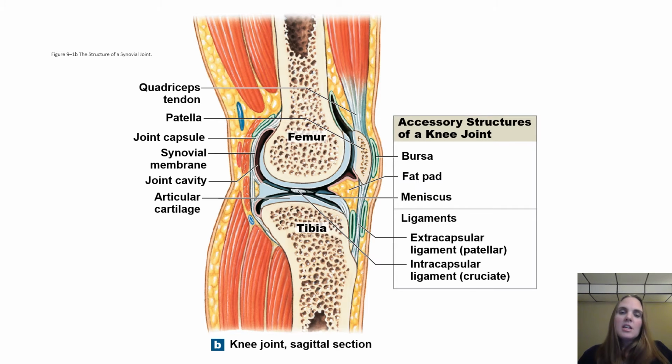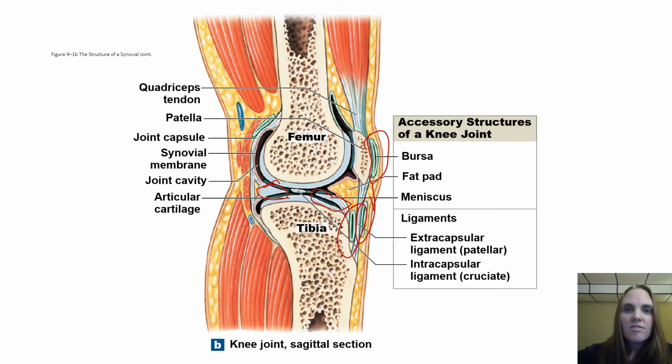And this image is basically showing you the accessory structures of the knee joint, where we can see all of these accessory structures in one slide. So let's see, what color? We'll just do red. So we've got our meniscus here. Remember, those were those fibrocartilaginous pads. We have bursa, they're in green here. So these little synovial fluid-filled pockets.